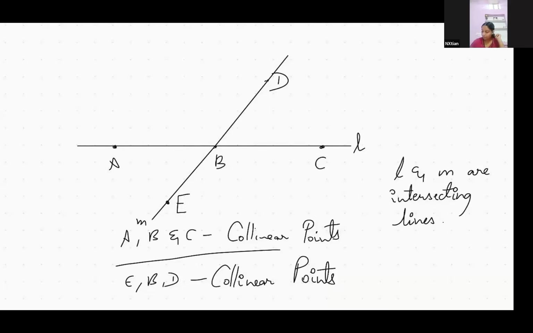All right. So now, let's see what happens if there are three lines on a plane. We saw what happens when there are two lines on a plane. They either intersect or they are parallel. But what if there are three lines on a plane?